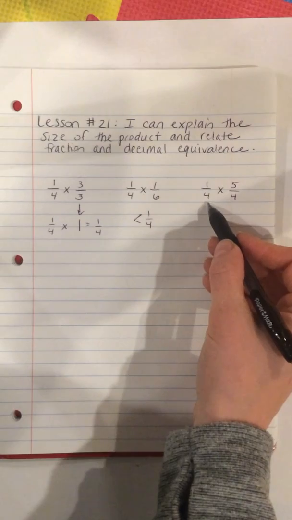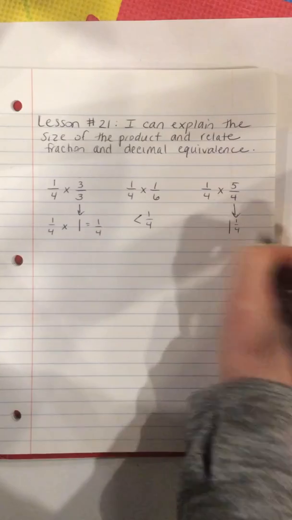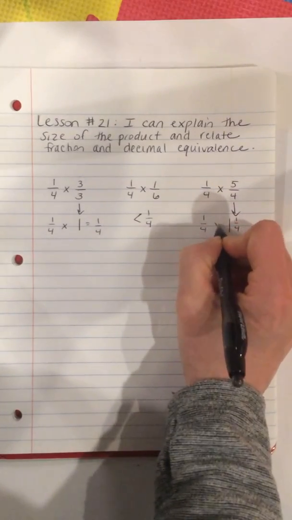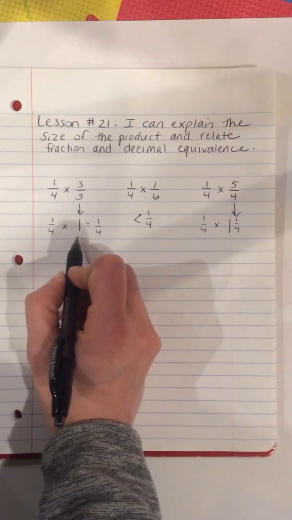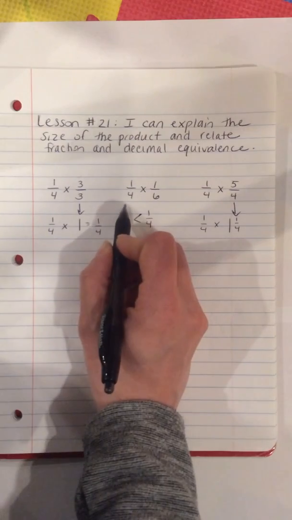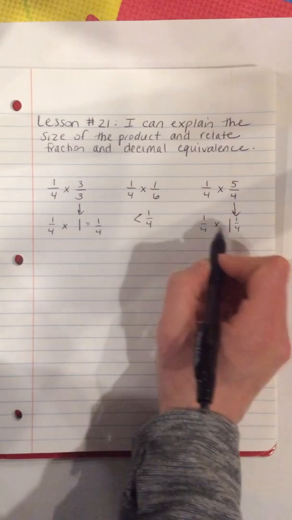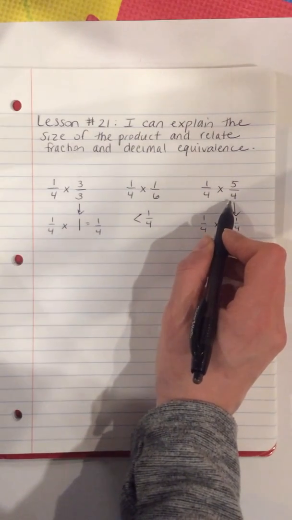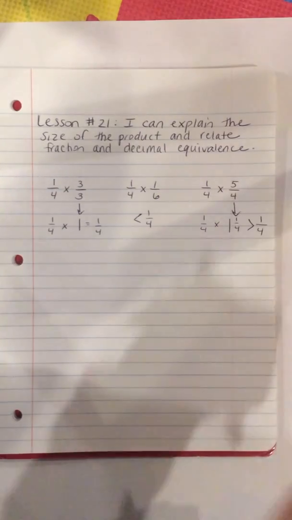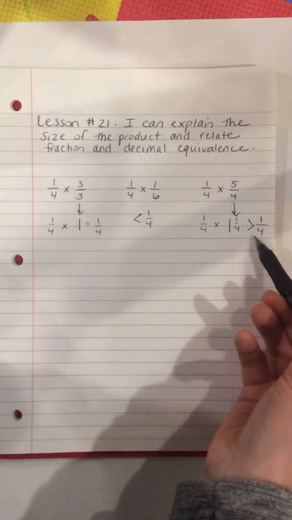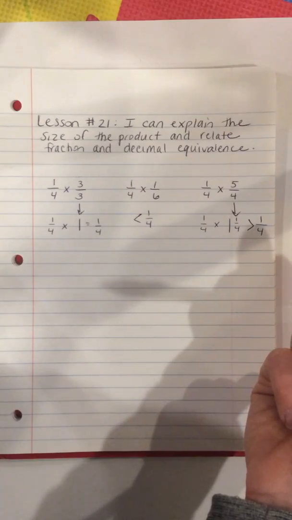Over here, I'm multiplying 1/4 times 5/4. 5/4, hopefully you realize, is an improper fraction. It's the same as 1 and 1/4. If I'm multiplying 1/4 times something greater than 1, multiplying 1/4 times 1 gives me 1/4. Multiplying 1/4 times something smaller than 1 would give me an answer smaller than 1/4. Multiplying 1/4 times something bigger than 1 is going to give me an answer that's greater than 1/4. I don't know exactly what it's going to be, but I know this is going to be greater than 1/4, this is going to be less than 1/4, and this is going to be exactly 1/4.